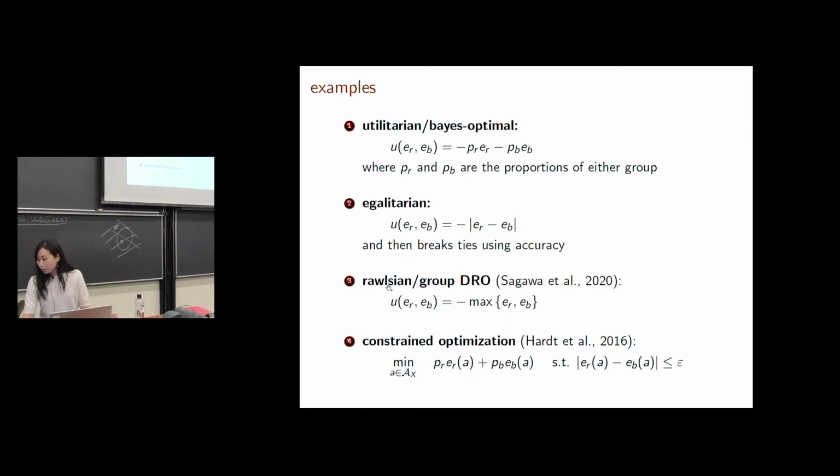For example, you might be a Rawlsian. You might say, what I care about is the larger of the two group errors, and I want that larger error to be as small as possible. That also coincides with what's called group distributionally robust optimization in machine learning. So that's included. And then there's a whole class of constrained optimization problems. You might try to maximize accuracy subject to the group errors not being too different from one another. All of these optimal points are going to be included in our frontier.